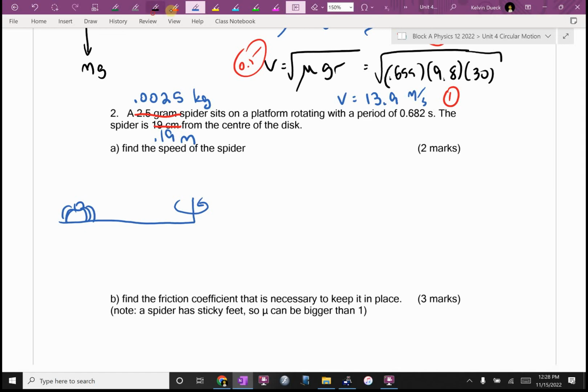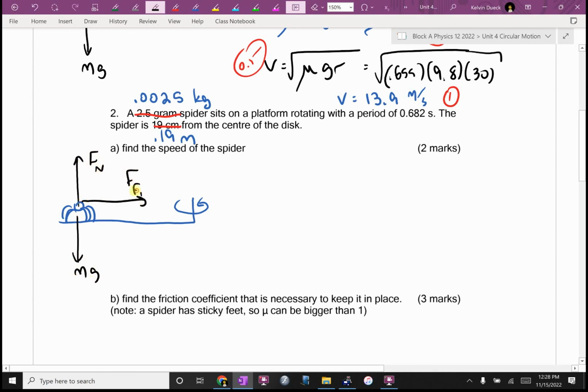But what are the forces acting on it? Get the obvious one, gravity. Also a normal force. And what's pulling it around in a circle? I think friction again. Now, part A said find the speed. I was doing the free body diagram already. I think to find the speed, I can just go 2 pi r over the period. That's right from my formula sheet.